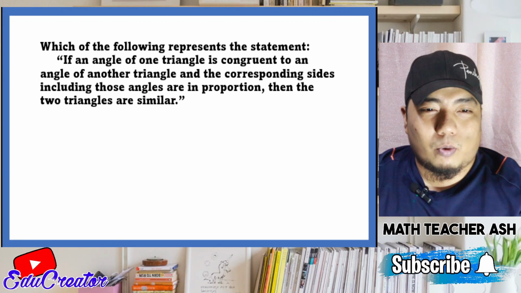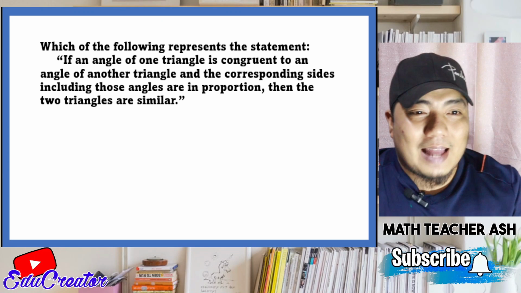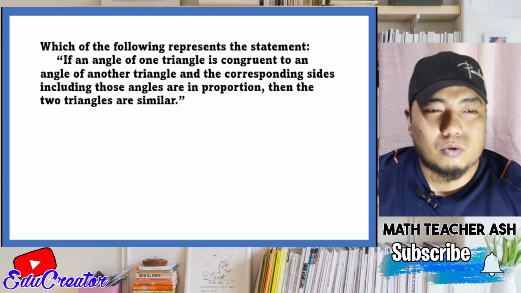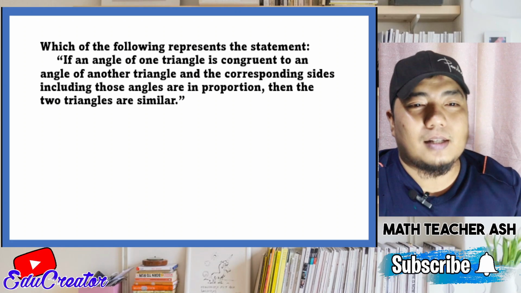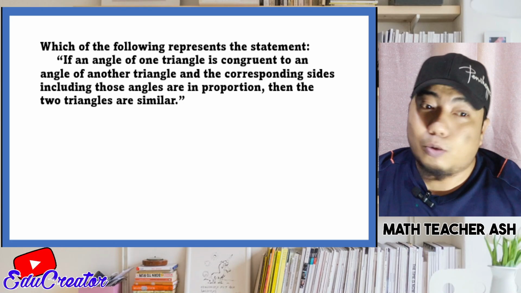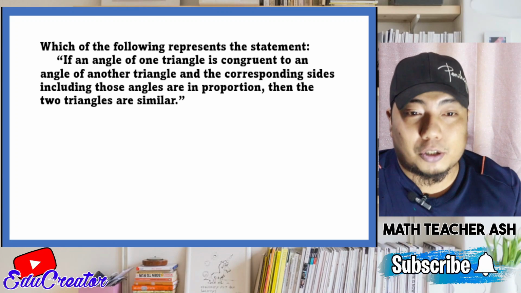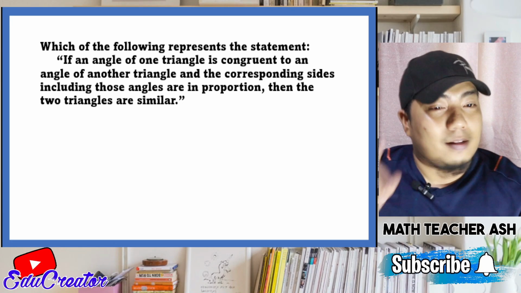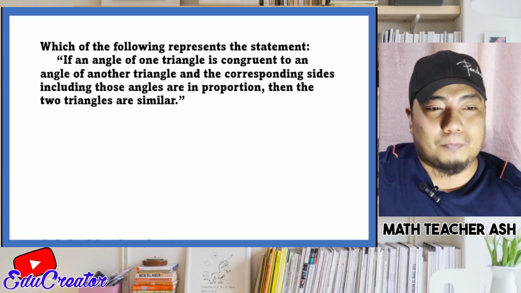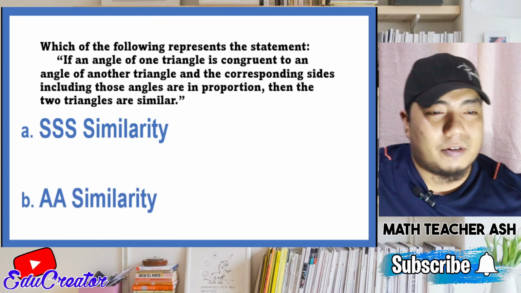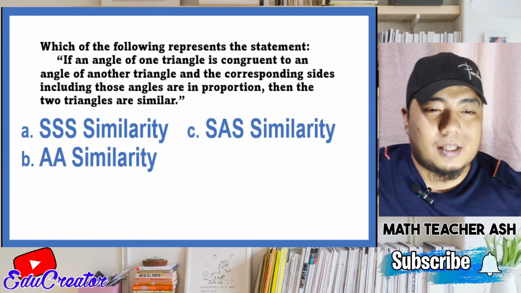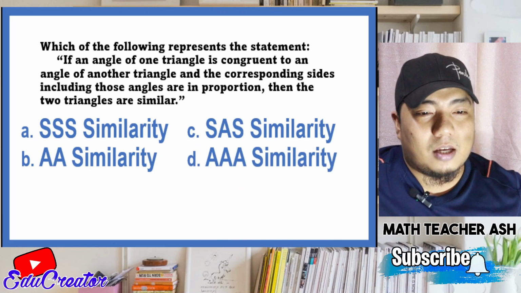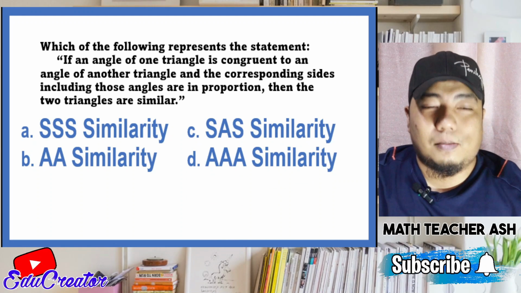Which of the following represents the statement? If an angle of one triangle is congruent to an angle of another triangle, and the corresponding sides including those angles are in proportion, then the two triangles are similar. Is it A, SSS similarity, B, AA similarity, C, SAS similarity, or letter D, AAA similarity?